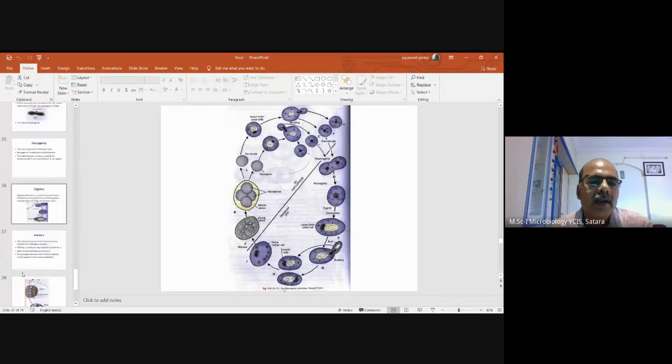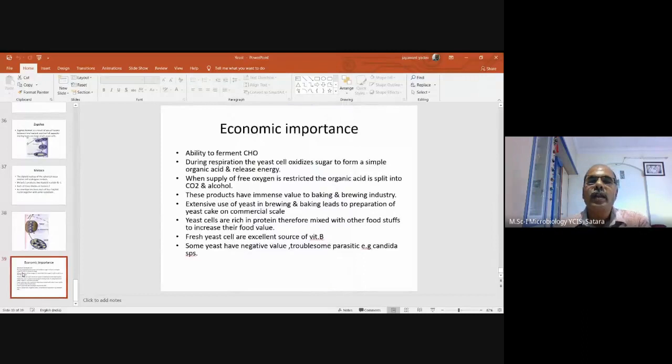And lastly, the economic importance of yeast. As far as economic importance of yeast is considered, Saccharomyces cerevisiae, in various strains, is used in industry because it has the ability to carry out fermentation of carbohydrates. During this fermentation, they ferment these carbohydrates into ethyl alcohol and carbon dioxide, and that ethyl alcohol has a lot of importance in various industries.